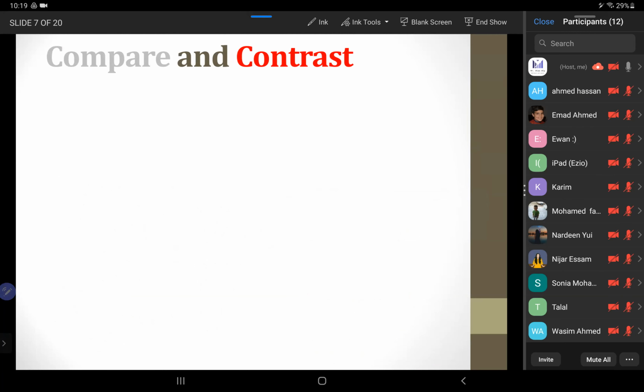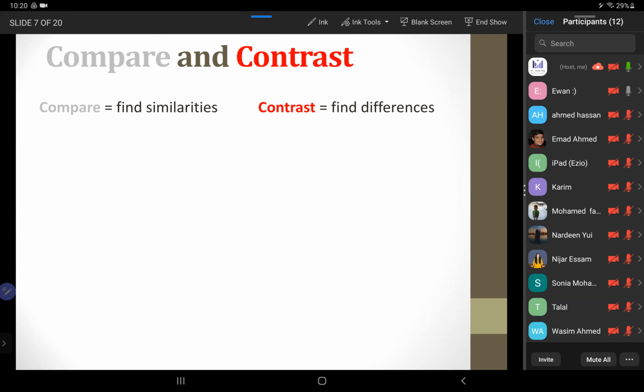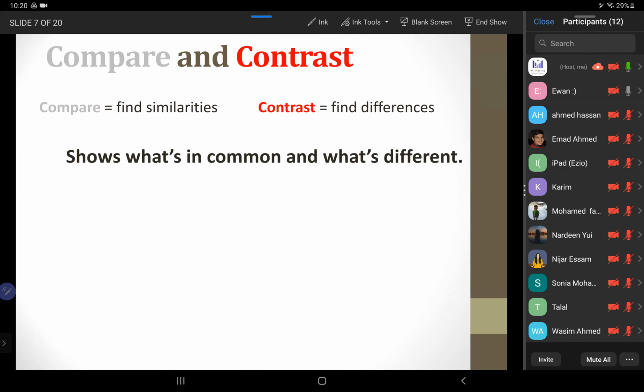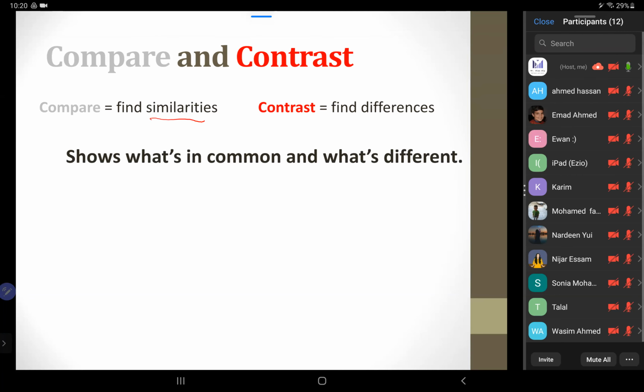The last one, and it's very easy to identify actually, is that the writer is giving you some similarities and differences between two things. You will find two things, maybe an article discussing cats and dogs. So he's comparing them, both of them are pets, both of them, people love them so much and owe them the most. The difference is that cats are more clean, dogs are more loyal, and so on. So compare means to find similarities. Contrast means to find differences.